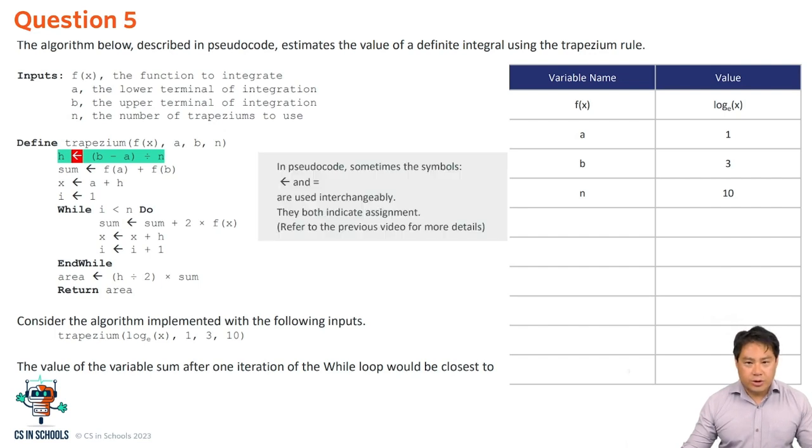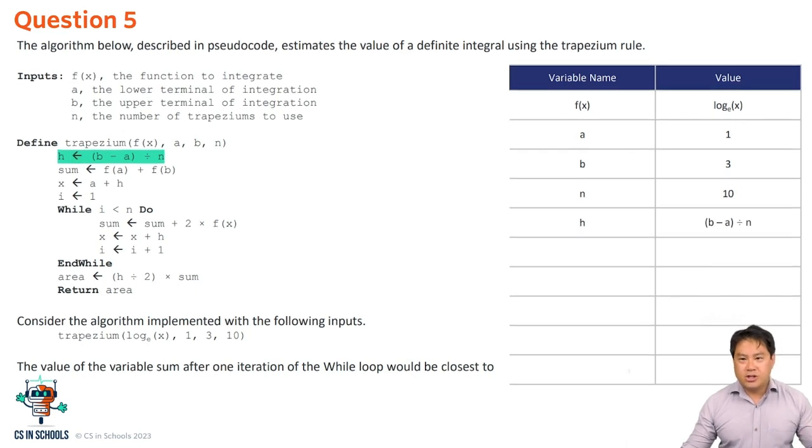In pseudocode, sometimes the back arrow symbol and the equal sign are used interchangeably. They both indicate assignment. The previous video discusses how assignments work, but generally you always look at the right-hand side first, you evaluate the expression, and then you assign it into the variable that you always find on the left-hand side. So let's do that now.